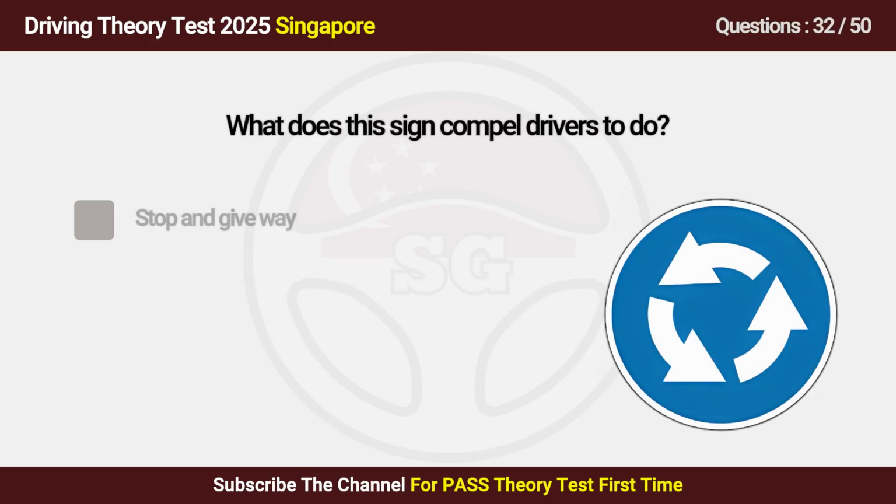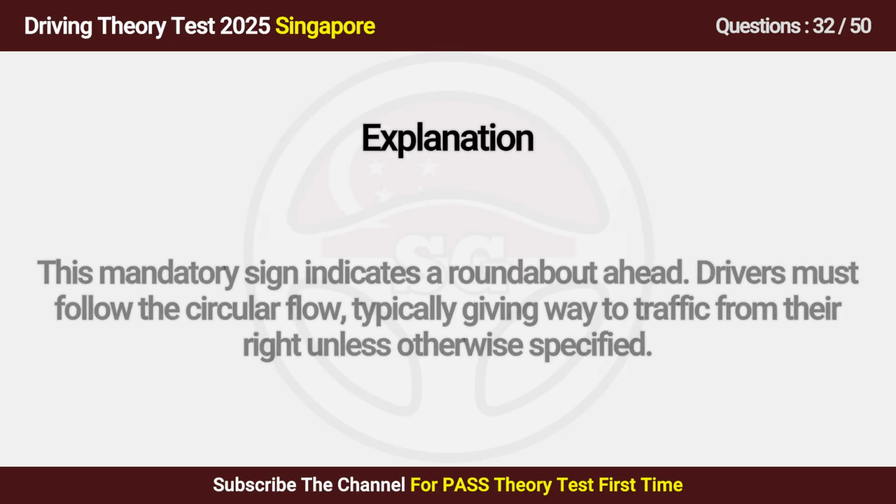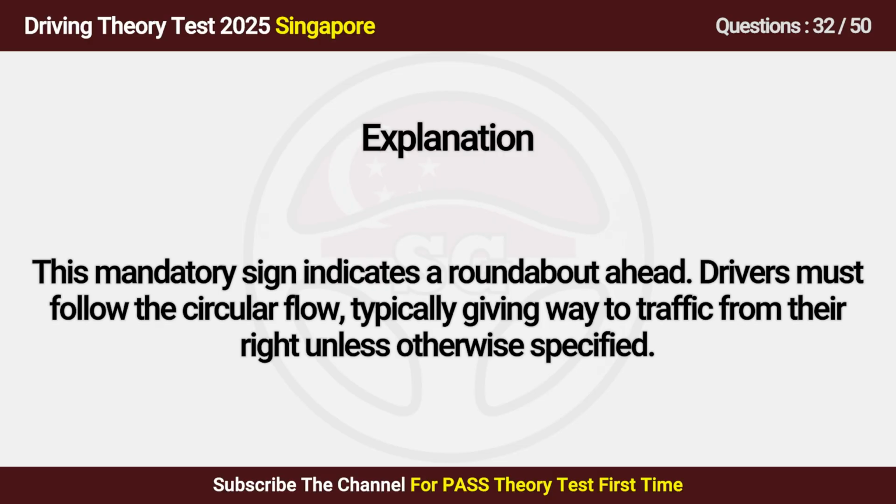Question 32. What does this sign compel drivers to do? A. Stop and give way. B. Enter a roundabout. C. Yield to traffic from left. D. U-turn only. Answer is B. Enter a roundabout. This mandatory sign indicates a roundabout ahead. Drivers must follow the circular flow, typically giving way to traffic from their right unless otherwise indicated.